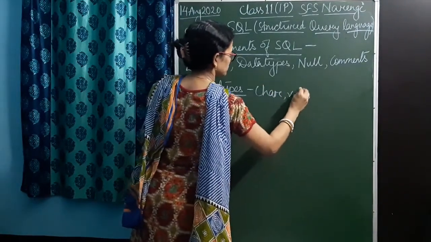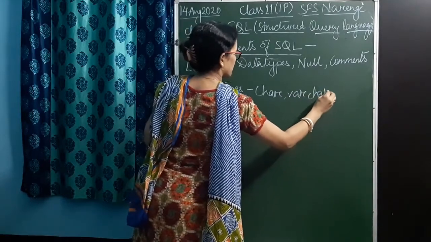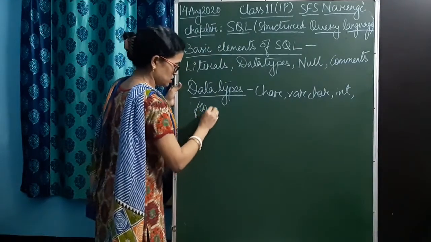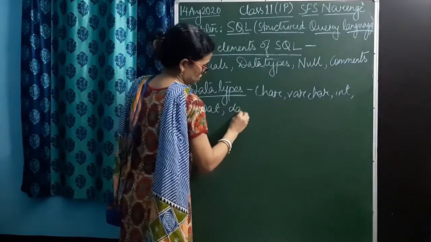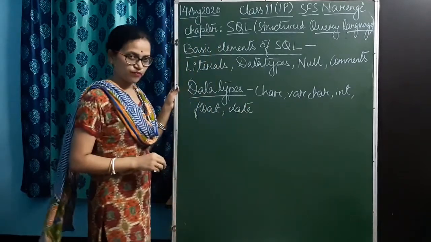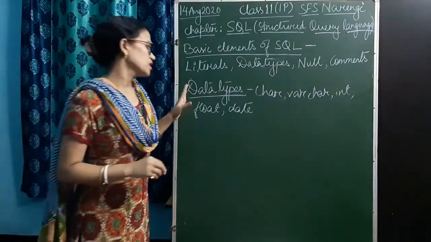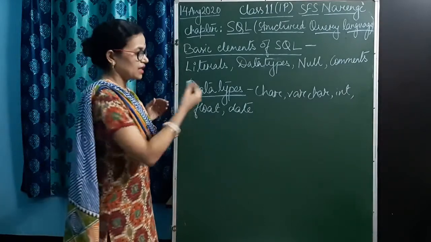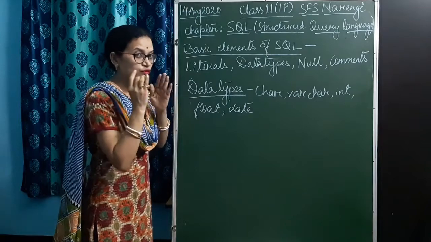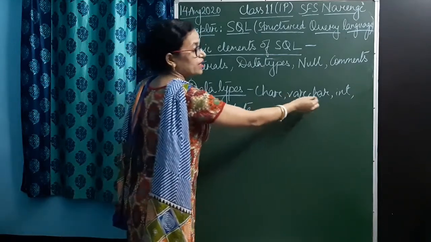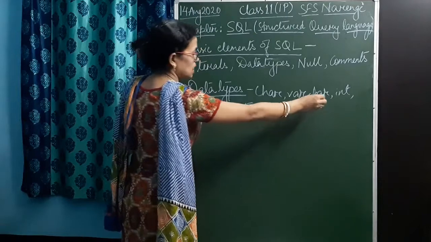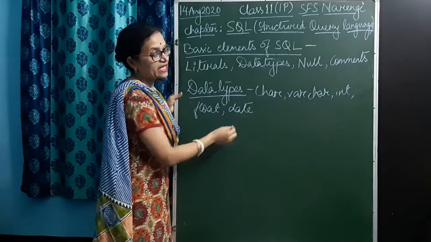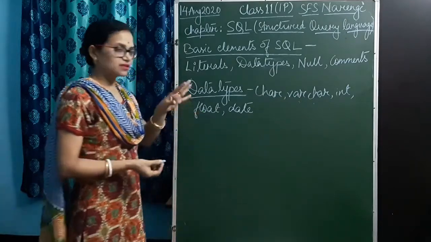So a database basically comes with char, varchar, int, float, date. These are the most important data types which we basically work with in the class 11 syllabus. Char, C-H-A-R, char is a shortcut of character. Char, varchar, variable character, int, integer, float, floating point, and date. Date is the date. Now let's understand all this.